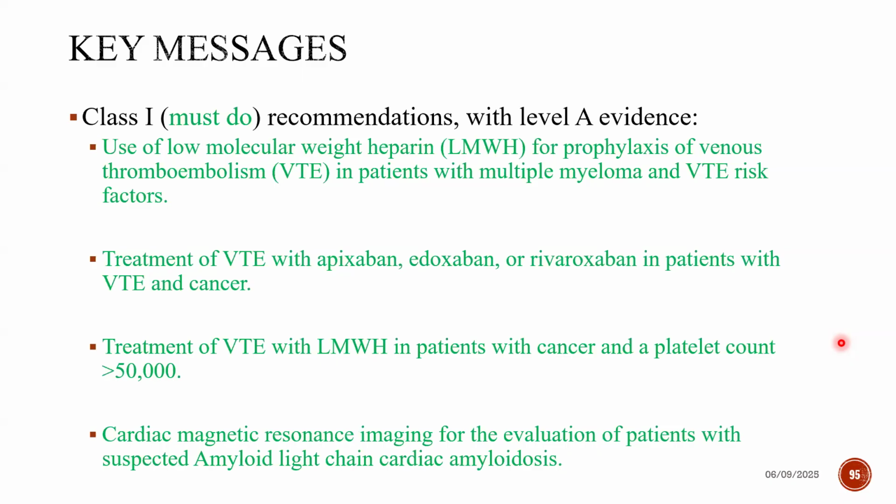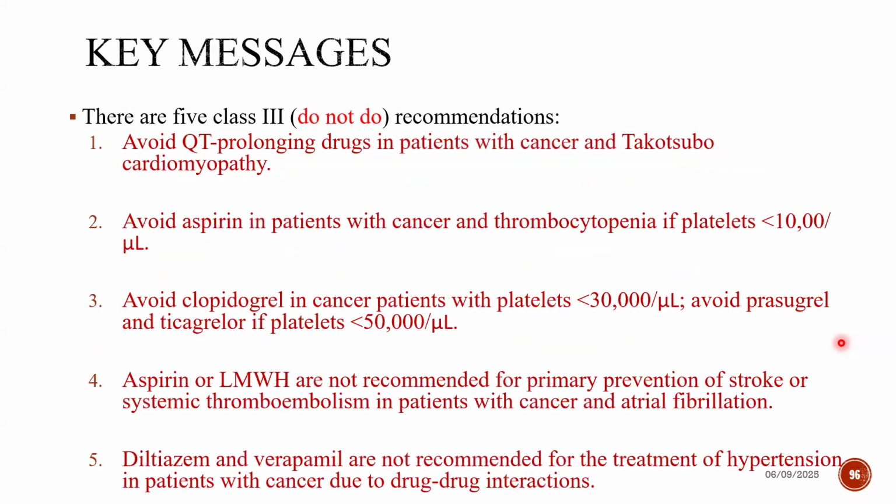Cardiac magnetic resonance imaging for evaluation of patients with suspected amyloid light chain cardiac amyloidosis is a class 1 indication. And then lastly, we'll look at some of the class 3 indications in this guideline. Number 1 is to avoid QT prolongation drugs in patients with cancer and tachycardia-induced cardiomyopathy.